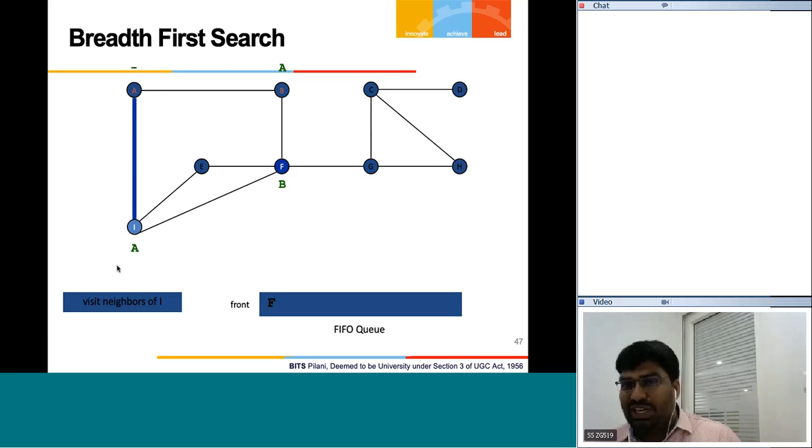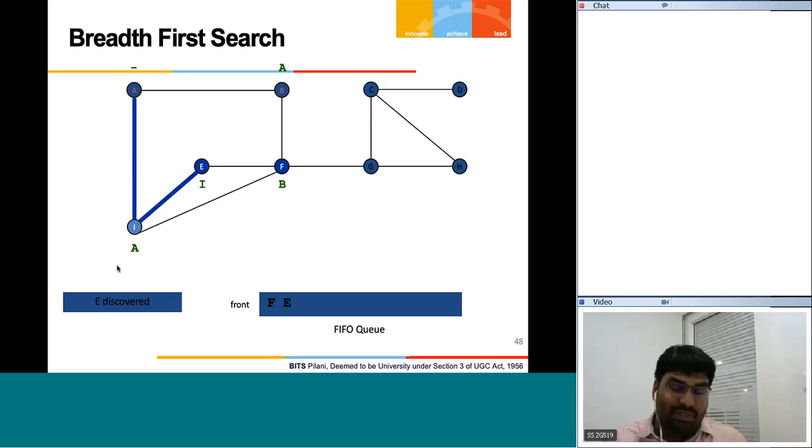Will I push A, or will I push F, or will I push E? E, you are correct. Why? Because F is already in the queue. A is already visited, so I don't need to work on existing and visited. So E is the only unvisited. I have marked it, so right now E will be enqueued.